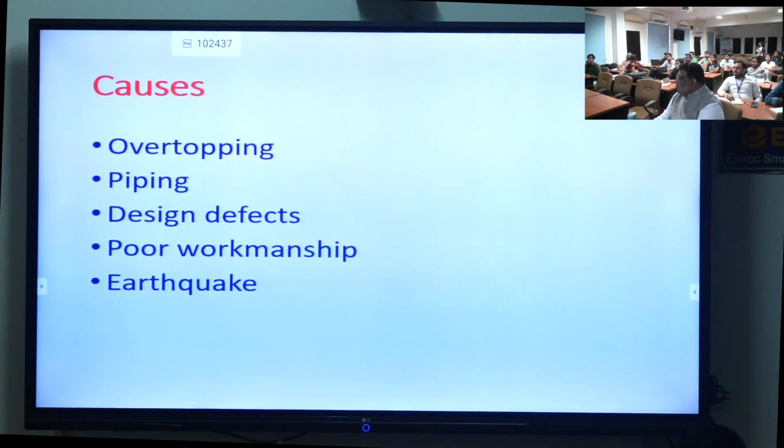And there may be several other causes, like design defects. To err is human. Even if you do your design using computers, usually we think that it is foolproof. No. Man is the boss, not the computer. So being human, we may commit some error in our design process. Other causes are poor workmanship, earthquake, and remember the first point I mentioned, bombardment.